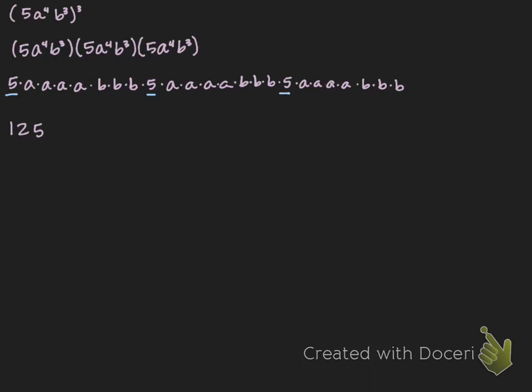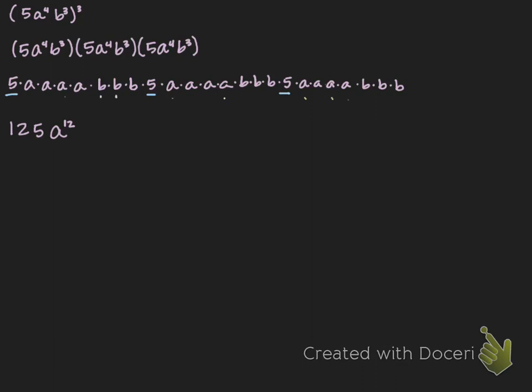Next, I will combine the like base of a. So I have 1, 2, 3, 4, 5, 6, 7, 8, 9, 10, 11, 12 a's being multiplied together, which will give me a to the 12th, and then I will combine the like base of the b's.